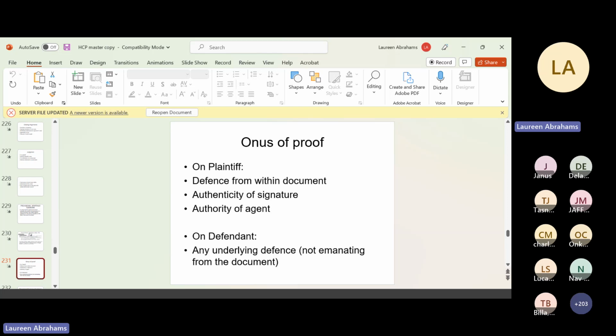Right. The defendant can have any of the underlying defenses that are not clear from the document. What are the defenses? When you've signed something, it can be the common law defenses on contract, duress, undue influence, what are the others? Fraud, misrepresentation. All of those can be part of the defenses that the defendant has to prove that he should not be held liable for what is in that liquid document.